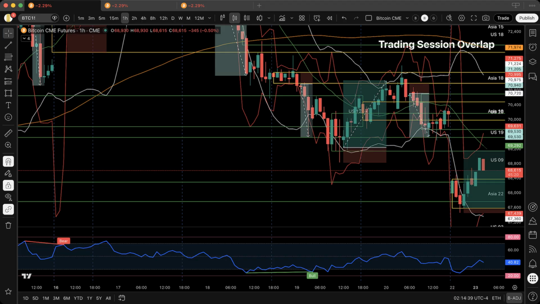Now observe what happens next. Price moved toward the lower boundary of the March 18th Asia session. This is not random. This is structural interaction, because price is moving between known session boundaries.